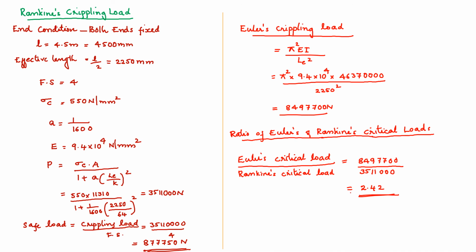Then the ratio of Euler's and Rankine's critical loads, that is the critical load given by Euler's formula divided by the critical load given by Rankine's formula. And here the value obtained is 2.42.